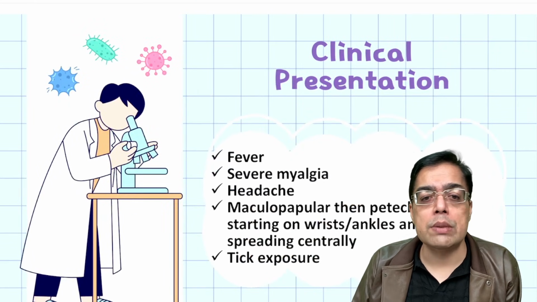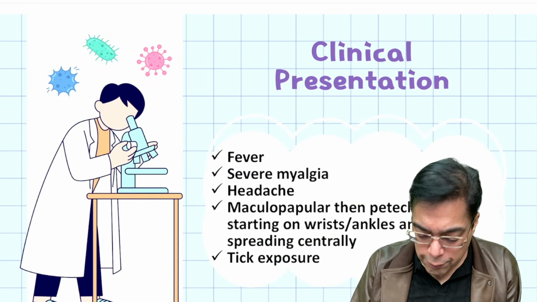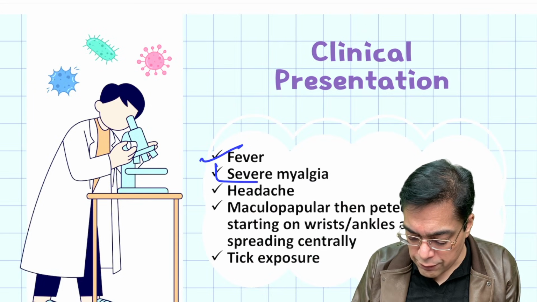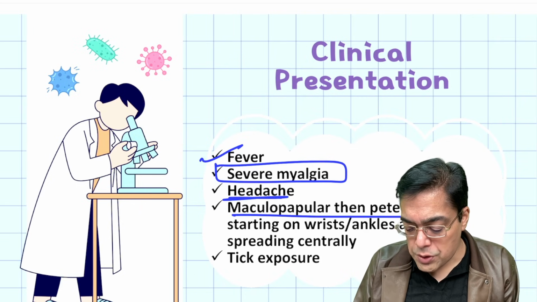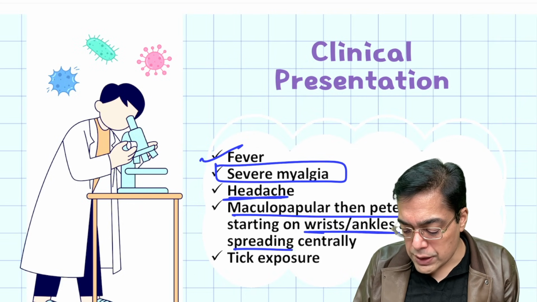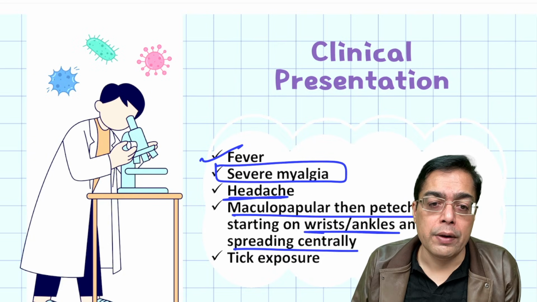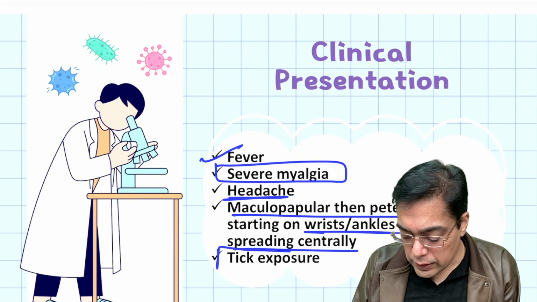See the next one, which talks about the patient having the presence of fever. The patient is having the presence of severe myalgia. There is a presence of headache. There is a maculopapular and then petechial rash, which is starting on the wrist and ankles and is going to be spreading centrally. Now, please do not forget that all this is taking place.